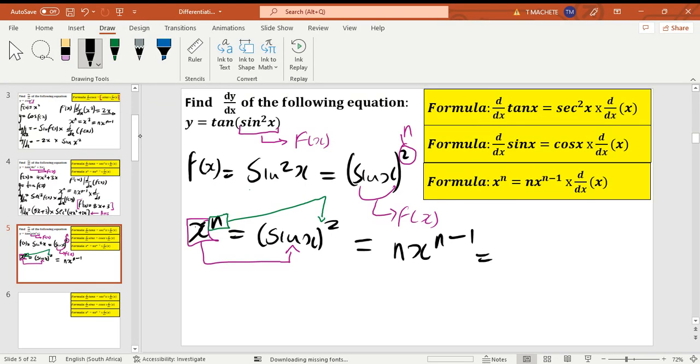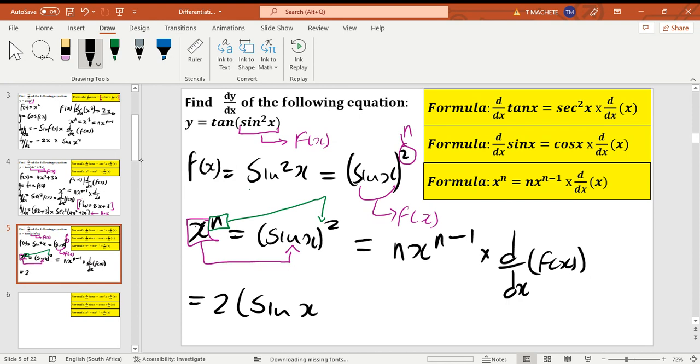If you apply that formula there, remember I said you have to multiply it with d over dx of your f of x. Remember, we're only focusing on sine squared x. So we are leaving out tan now. We are focusing on the f of x for now. So to solve that, you're going to have to use the standard formula, n x to the power n minus 1.